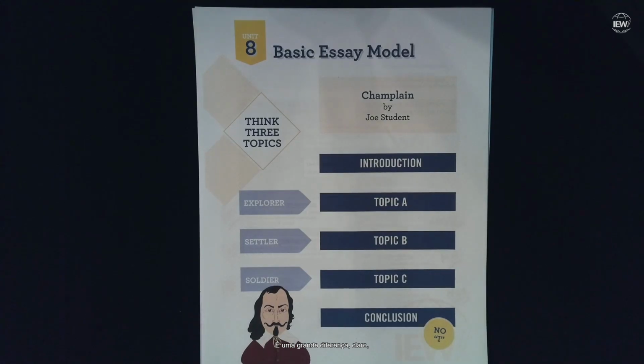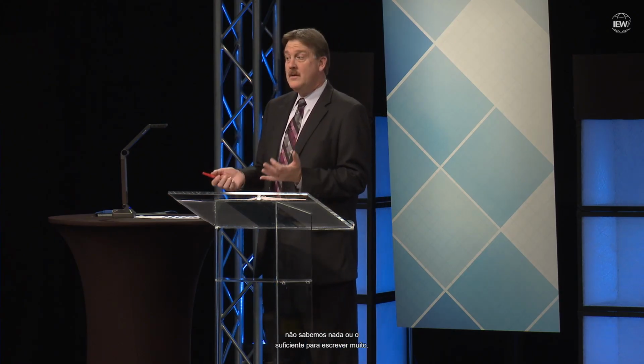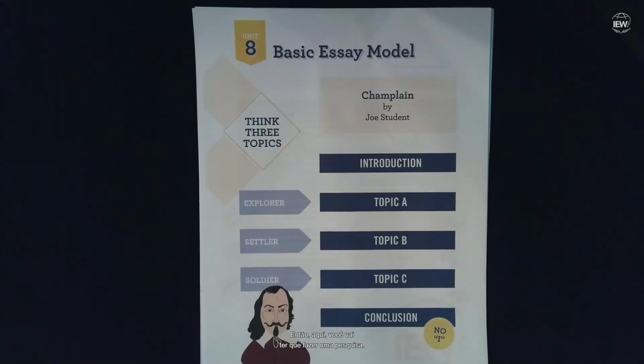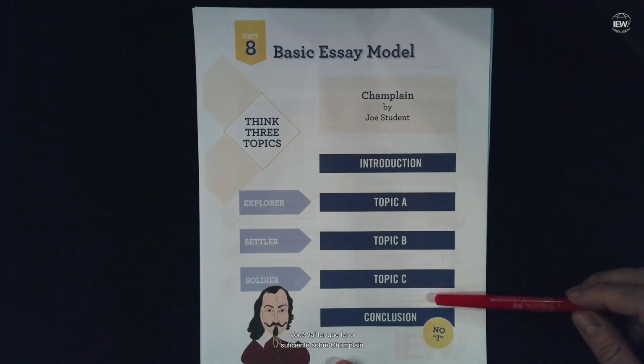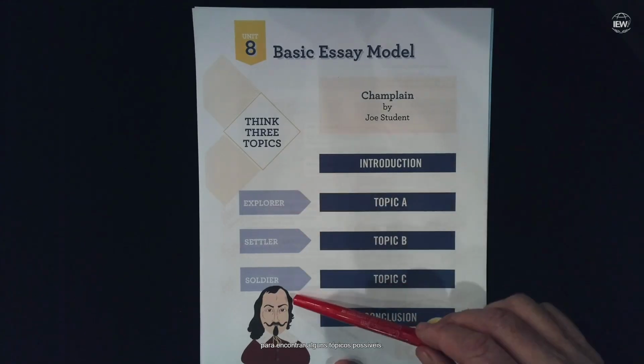And one big difference, of course, is if we're writing about cotton balls, we just think up stuff that we know about cotton balls. But if we want to write about Champlain, we maybe don't know anything or enough to write much, and we certainly wouldn't want to misrepresent facts by making them up, unless we were doing so intentionally in a satire, Dave Barry way that I mentioned. So here, you're going to have to do the research. You're going to have to read enough about Champlain to find out some possible topics.